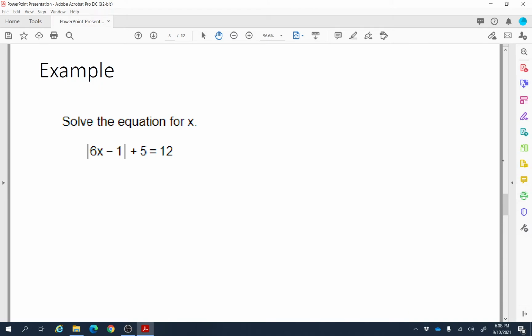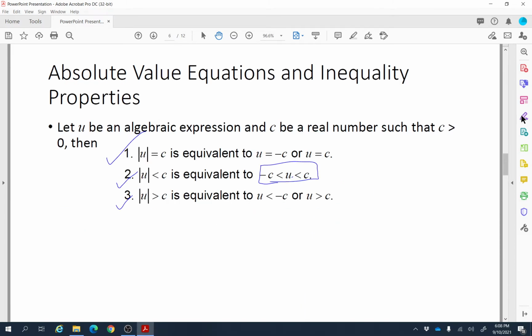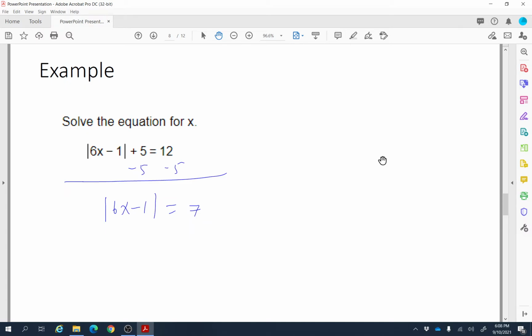Okay, sometimes you might have an equation like this. So first of all, bring everything to one side except the absolute value. So we have to subtract 5. That gives us 6x minus 1. The absolute value of that thing is 7. So now we're going to use this first condition. We can write down 6x minus 1 equal positive 7, or 6x minus 1 equal negative 7.